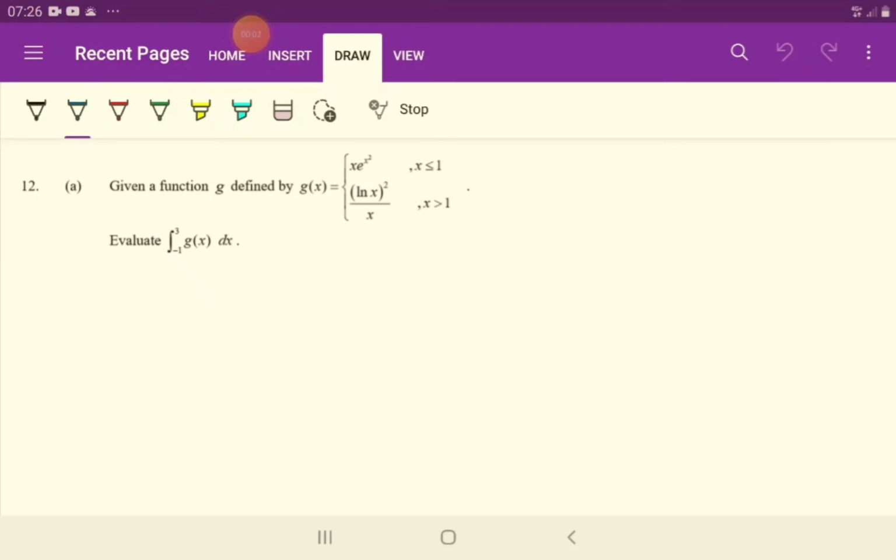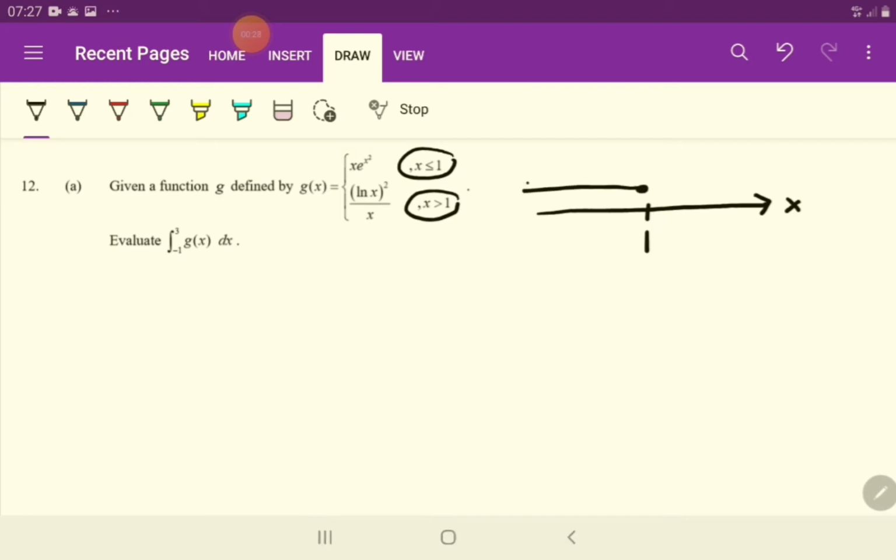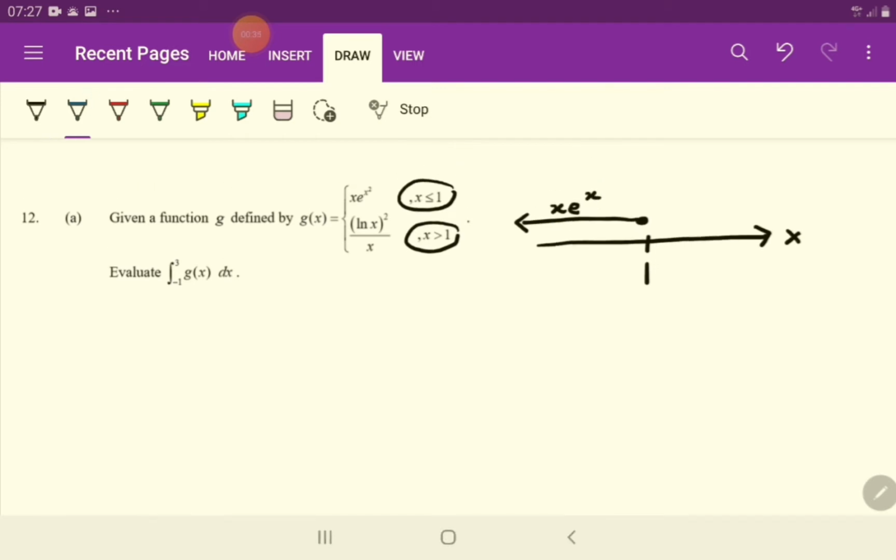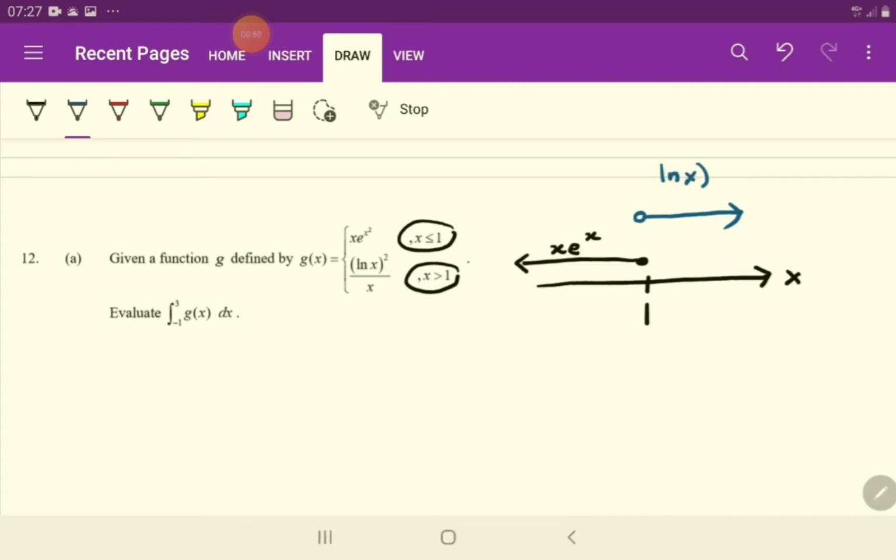Given a function g defined by this piecewise function, evaluate the integral of g between -1 and 3. First of all, draw a number line based on the intervals: x less than or equal to 1 and x greater than 1. The first one, x less than or equal to 1, is like this, and write down the corresponding function. For the second one, x greater than 1, we use an empty circle because it doesn't have an equal sign. The function is ln x squared over x.